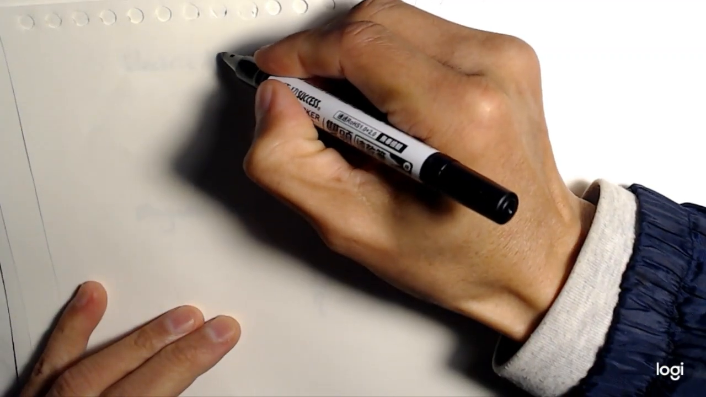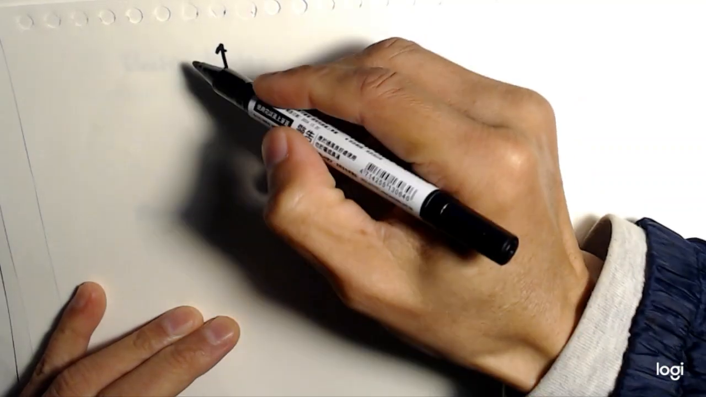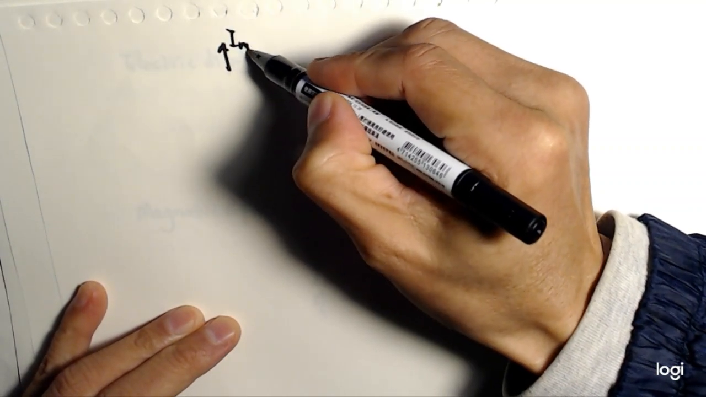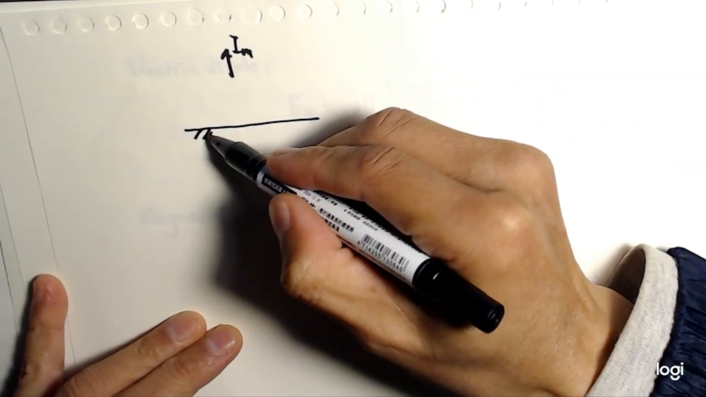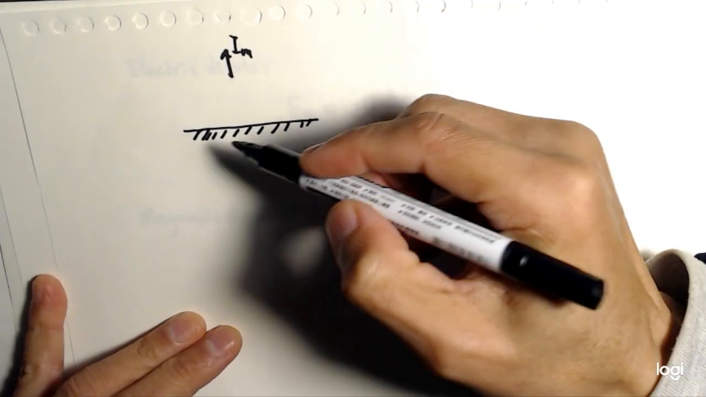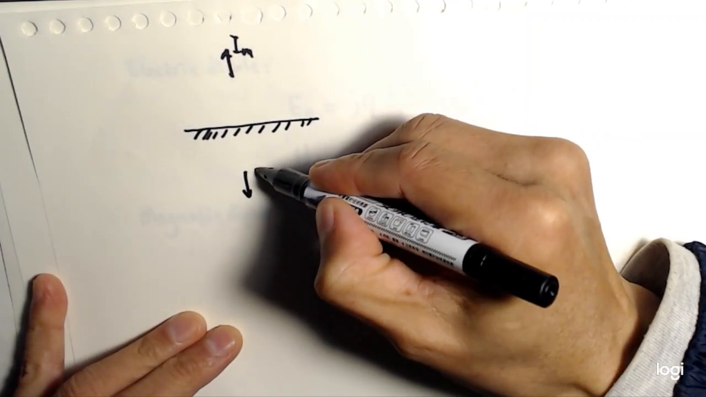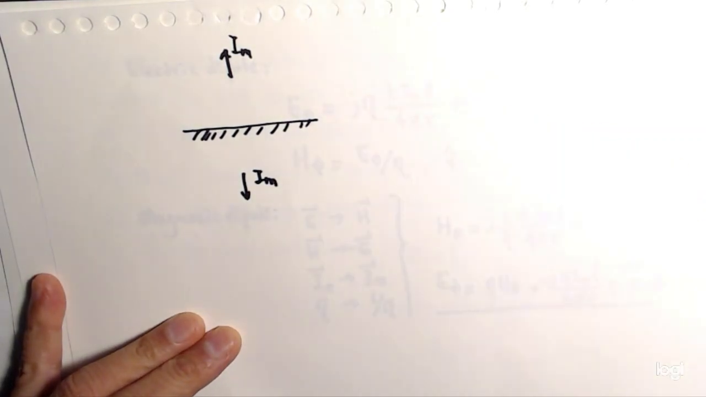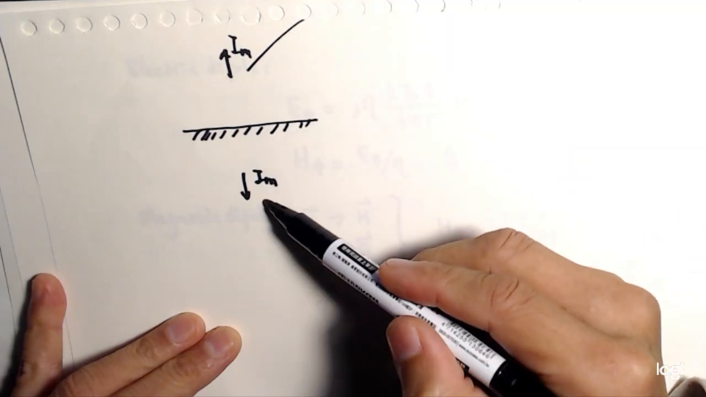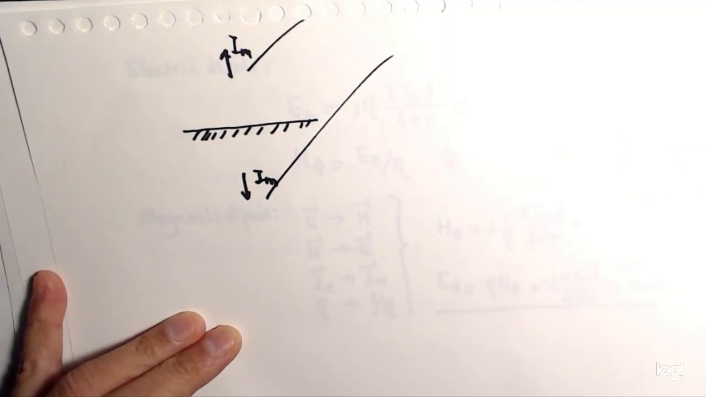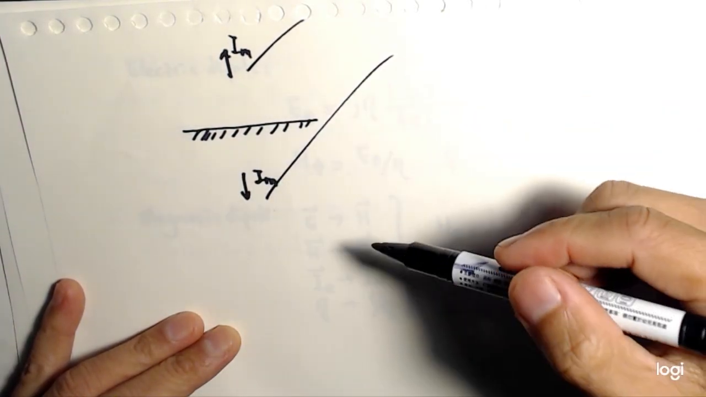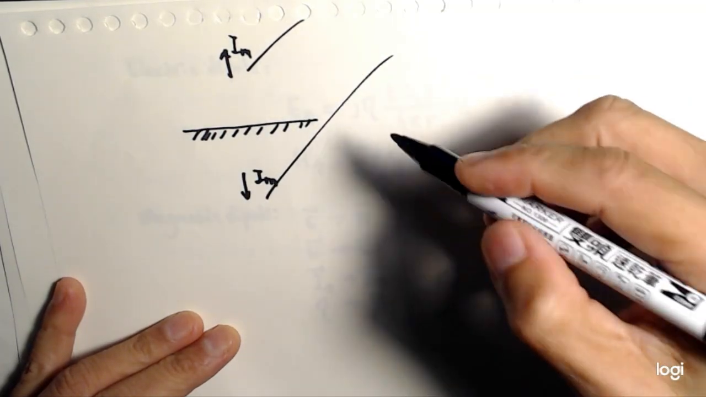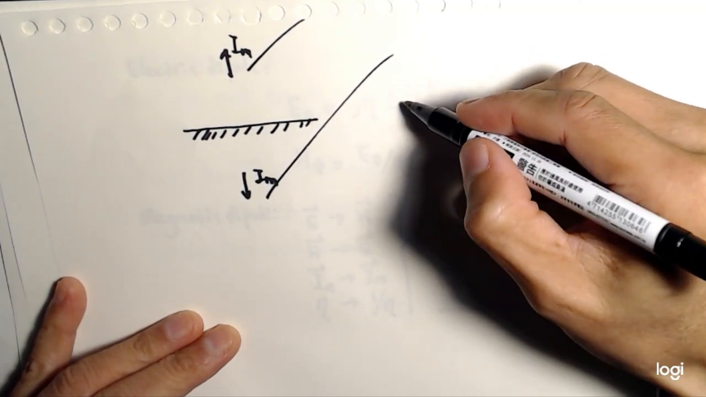As we know, the magnetic dipole may be like this, and the ground, the image will be pointing in the opposite direction, and this is the setting of the question.